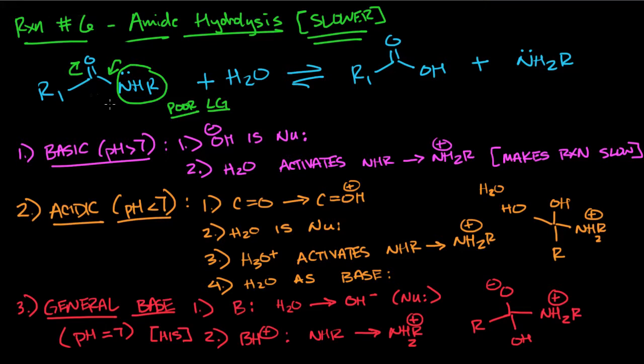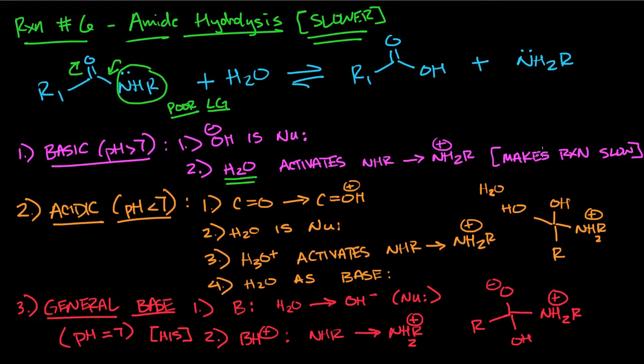One is when you're under basic conditions, your pH is greater than 7. Here you're going to be using your OH- as your nucleophile. And then the second thing to keep in mind is this NHR is such a bad leaving group that you need to activate it even though you're going to have an O- on the tetrahedral complex. The thing is, we're trying to use H2O to protonate a nitrogen, and that's just going to be really, really slow. So basic conditions for amide hydrolysis, not really going to happen very well.